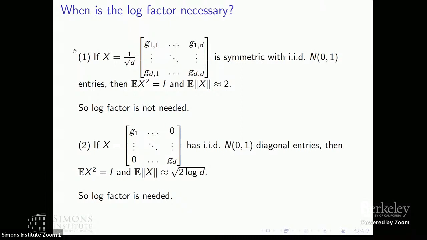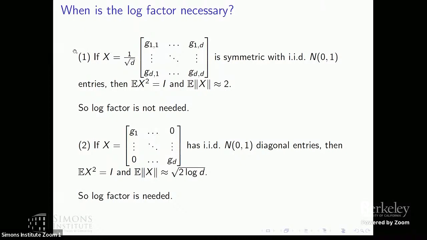But there's also a very special case of a diagonal matrix. In that case, the log factor is needed because if you take the norm of X, it's just the largest value of the diagonal in absolute value. And from that, there is a square root log D factor. So in this very special case, the log factor is needed, while in the other case it's not needed. So these are the two extremes. But actually in most cases, it's not needed.